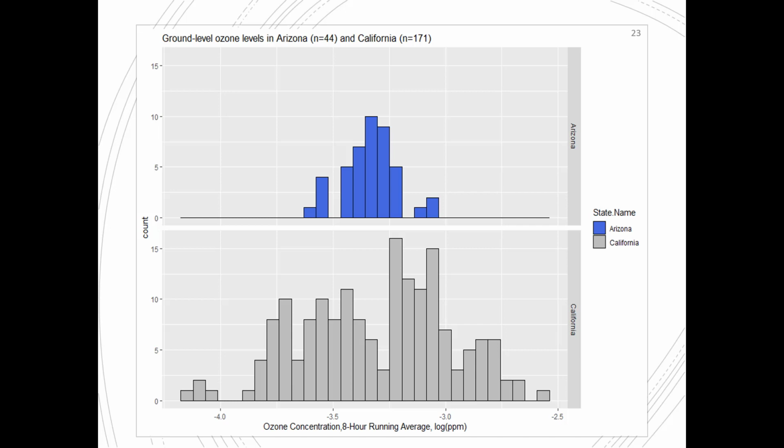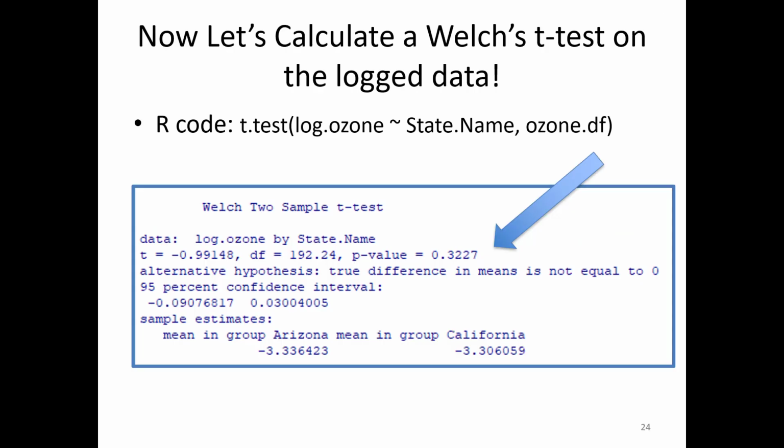We can run the Welch's t-test on the log data. So now we need to make assumptions about the log ozone in the populations, not the ozone. And I'm much more comfortable making assumptions about the population of the logs than I am the original data based on the samples. Again, we make assumptions about the populations, not the samples, but we test our assumptions with the samples.